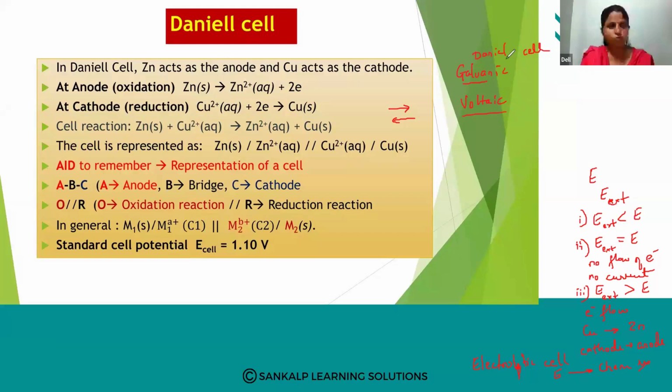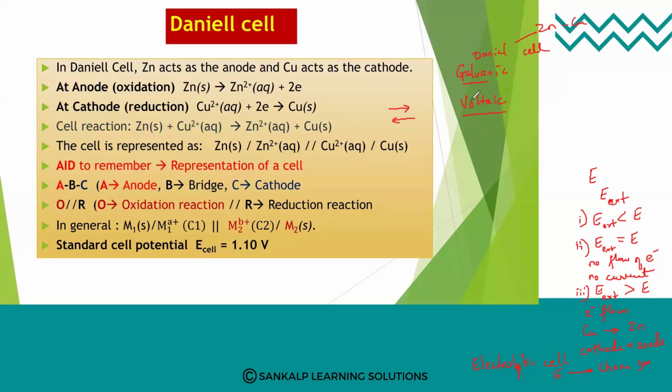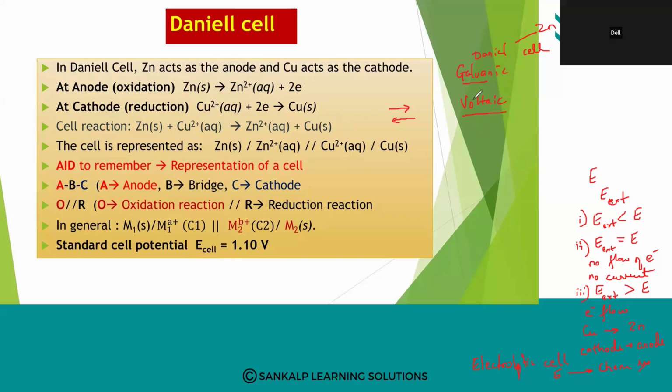So the Daniell cell was designed using zinc and copper. You can use different elements, a combination of different elements, and form different types of galvanic cells. Different galvanic cells can be produced. Now we need to understand some important terms, so let us see them one by one.